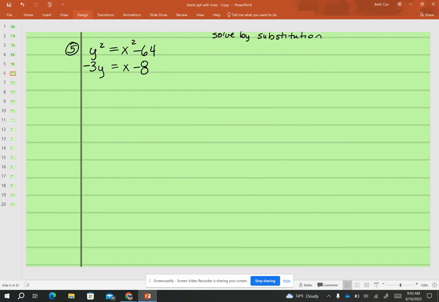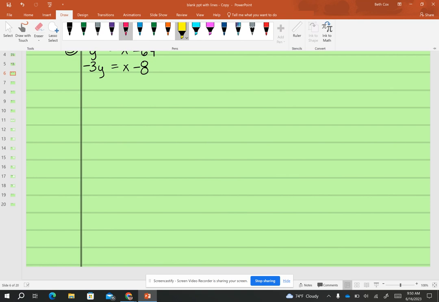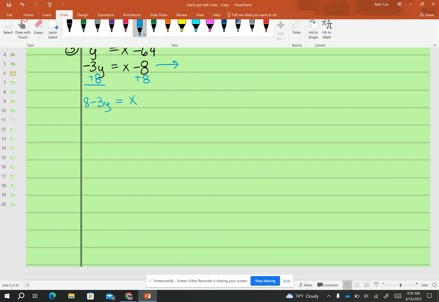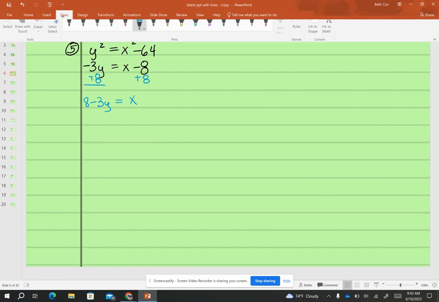Okay, this one, again, is solved by substitution. Again, we do not have an x equals or a y equals, so we need to create one. If I create a y equals, it's going to require division. So I'm going to create an x equals. I'm going to take this equation right here, and I'm going to add 8 to both sides. And that's going to give me x equals 8 minus 3y. And that's what I'm going to use for my substitution.